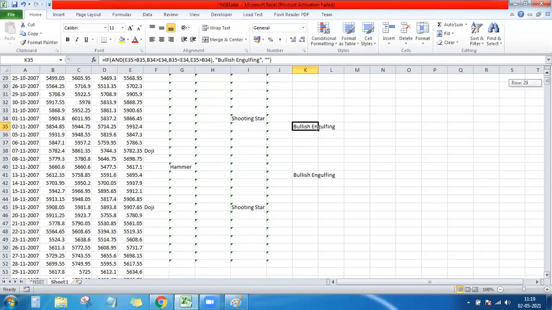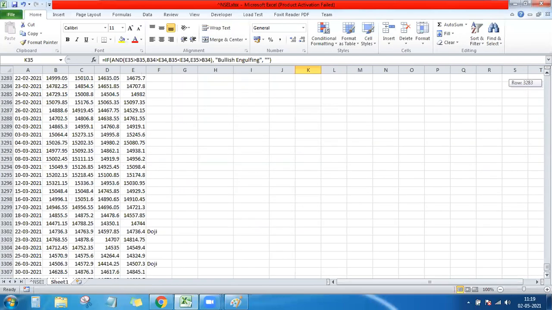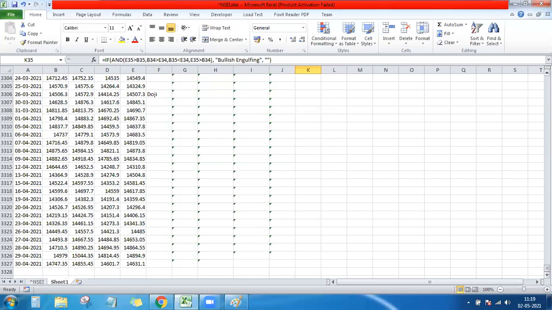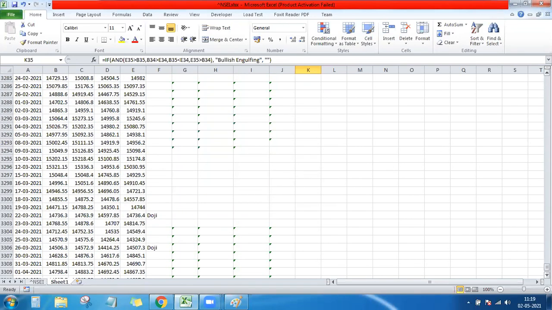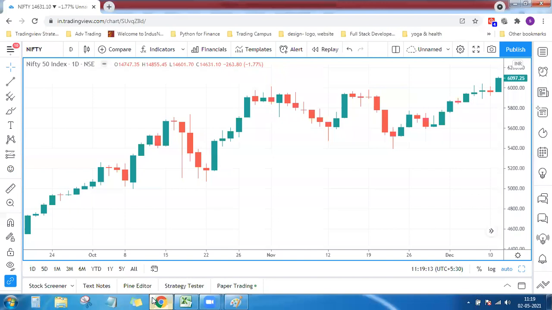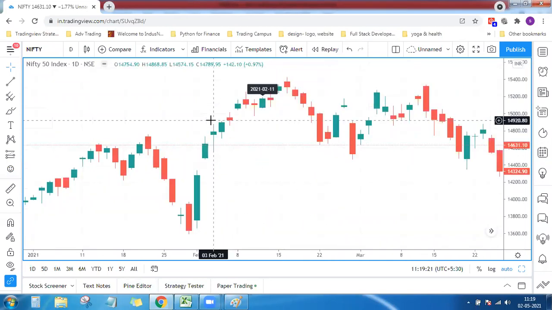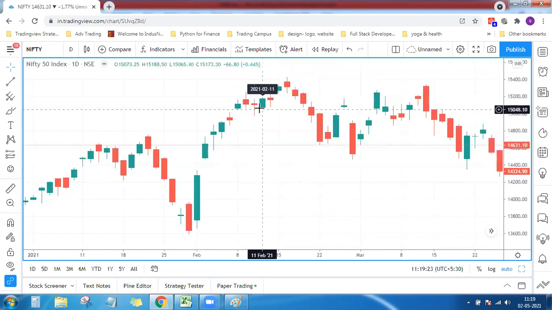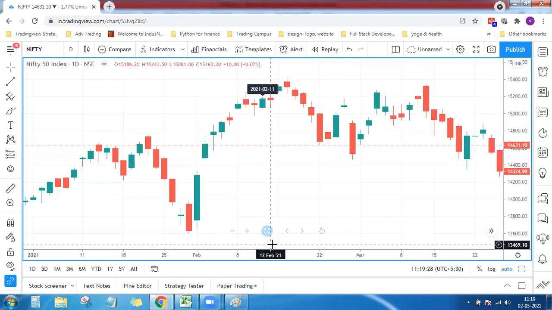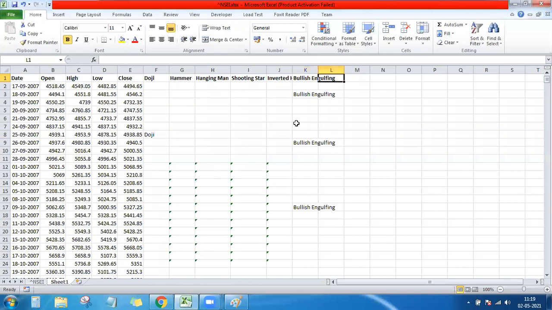The latest one, it is on 11th Feb 2021. Here it is. Perfect bullish engulfing, but the trend should be taken into account. Then same for bearish engulfing also, we can do the same.